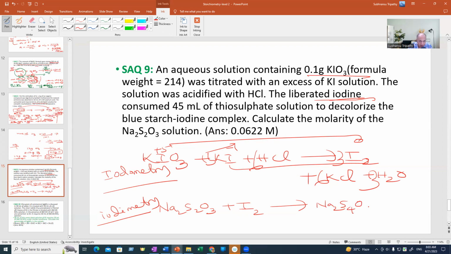And this will be Na2S4O6, sodium tetrathionate, plus NaI. Can you tell me what is the change in oxidation number? May it be average. I don't say you need to open the structure, Lewis structure, and say which sulfur has which oxidation number. No. For stoichiometric calculation, you can go by the average by using the formula.